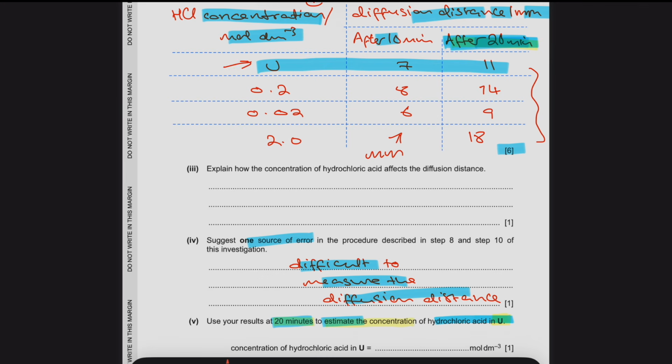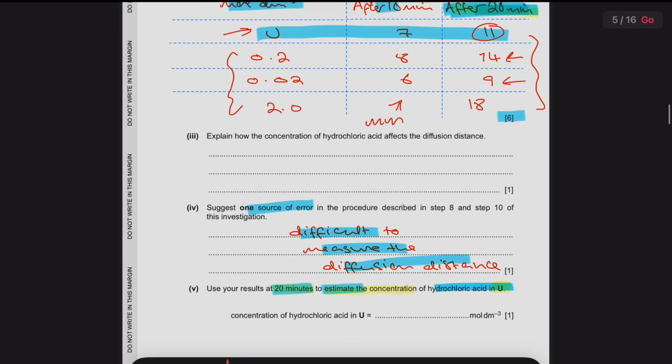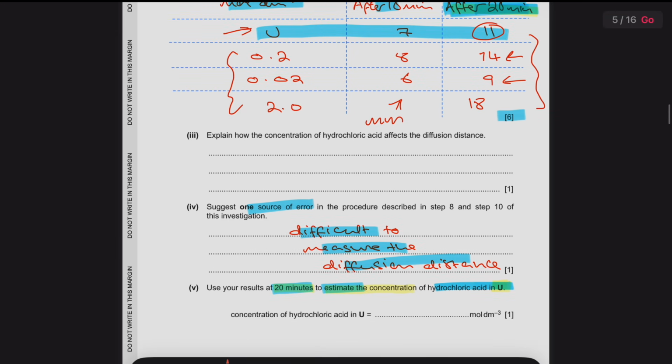So what we've done in this experiment is we've produced serial dilutions to estimate whereabouts our concentration is. After 20 minutes it's 11, and obviously none of the other concentrations have 11, but we have one value below and the nearest value above, 9 and 14. So it lies somewhere between 0.2 and 0.02.